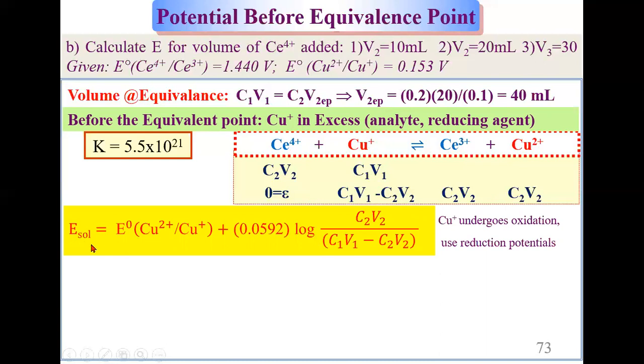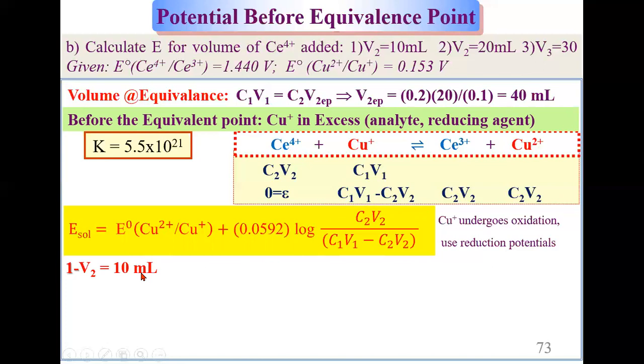And thus, E of my solution will be E naught of the copper couple plus 0.0592 over the number of electrons transferred, which is 1, times log of, and notice there's a plus sign here, not minus, so plus means the oxidized form divided by the reduced form, just like in the couple form. The oxidized form is this copper 2+, so that's C2V2, divided by the reduced form, copper plus, which is this expression. So that's my general formula.